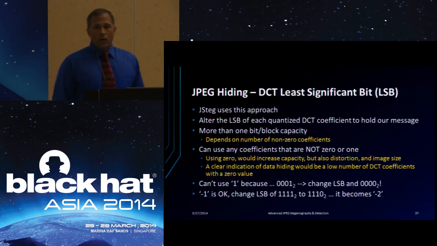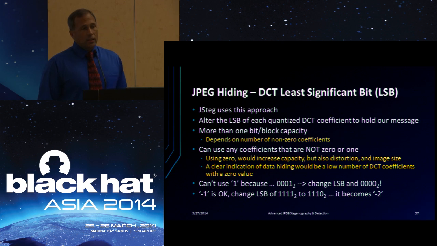All right, so that's the swap technique and a couple variations. Then there's the least significant bit technique. You've probably heard of least significant bits with respect to bitmaps. Well, we can use the least significant bit of the quantized DCT coefficients, just as you can with bitmaps. You get a lot more capacity than 1 bit per block. Basically, you get 1 bit per non-zero or non-1 coefficient.